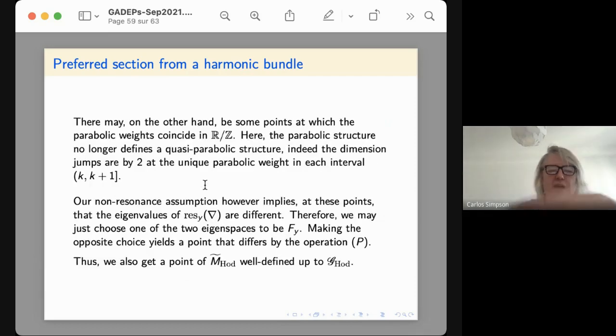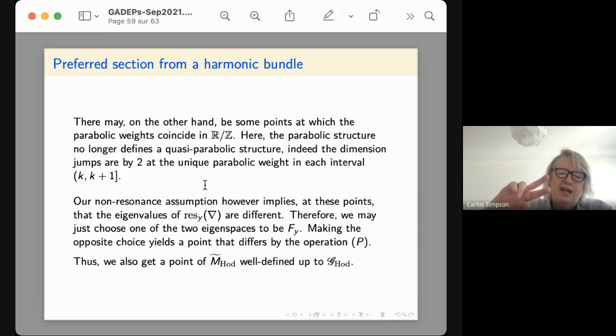Then the other point where there's a difficulty is the place where the parabolic weights might be the same, and that's, you might say, the resonance. These are the points where it's resonant. But if we make a global non-resonance assumption, that globally our parabolic eigenvalue is not equal to 0, then at a point where the parabolic weight is 0, the eigenvalue has to be non-zero.